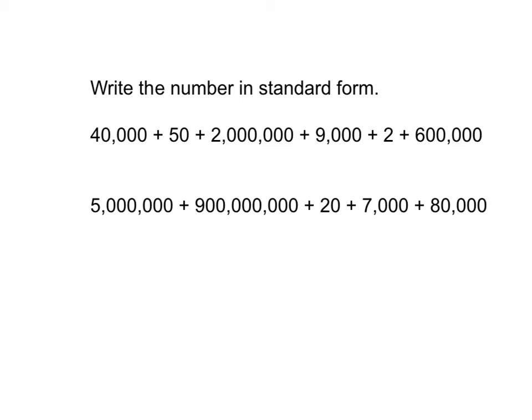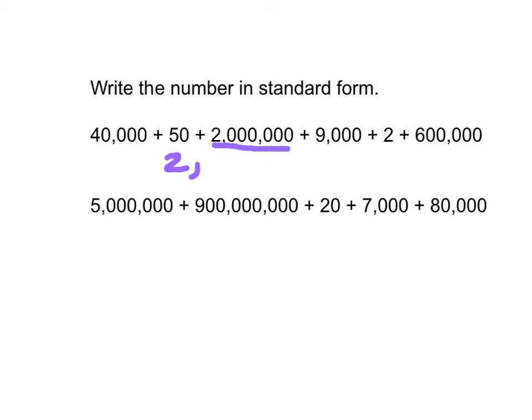Here are 2 more problems where we are asked to write the number in standard form. There's a difference with these 2 problems and the previous problems in that these are no longer in order. In order meaning that the biggest number is not first. The biggest number is the 2 million number. We can still work at this in much the similar manner that we worked with the other ones.